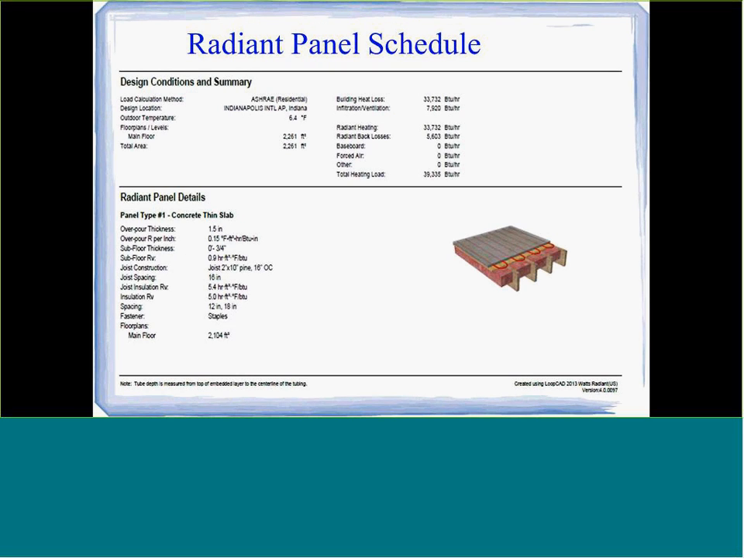We also have our radiant panel schedule. This basically tells you what type of floor we designed. If we're doing an overpour, it would tell you the thickness of the overpour. It would tell you what the insulation under the floor was calculated at, and gives you a little diagram of how the systems will be installed.